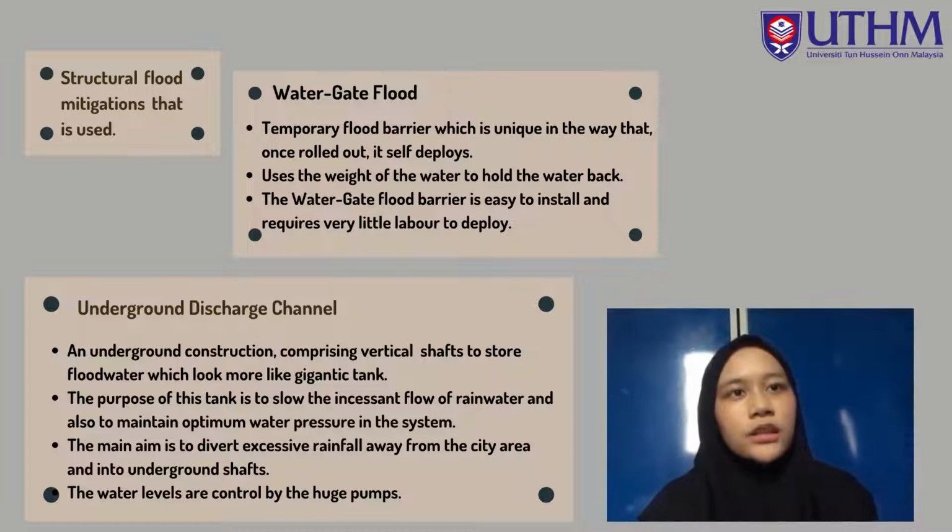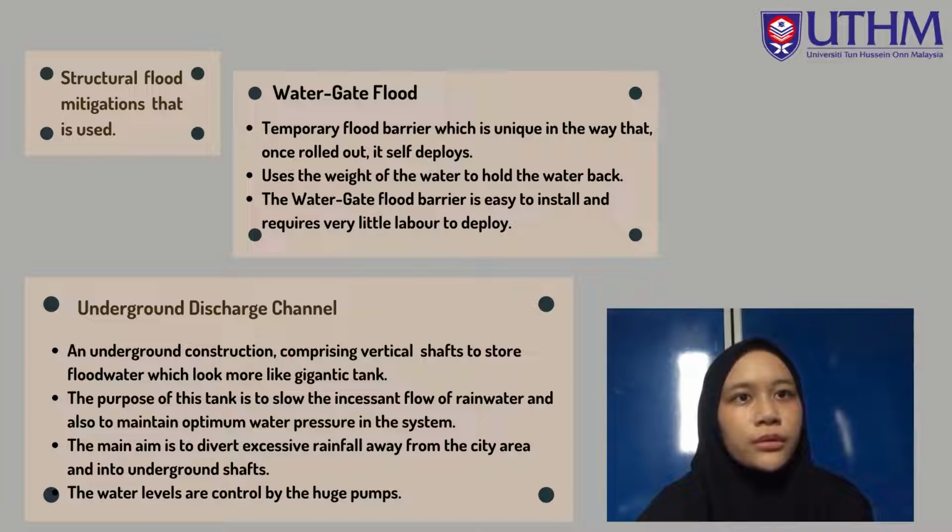Second, underground discharge channel. An underground construction comprising a vertical shaft to store flood water, which looks more like a gigantic tank. The purpose of the tank is to slow down the increasing flow of rainwater and to maintain optimum water pressure in the system. The main aim of this underground discharge channel is to divert excessive rainwater away from the city area and into the underground shaft. The water levels are controlled by the huge pump.